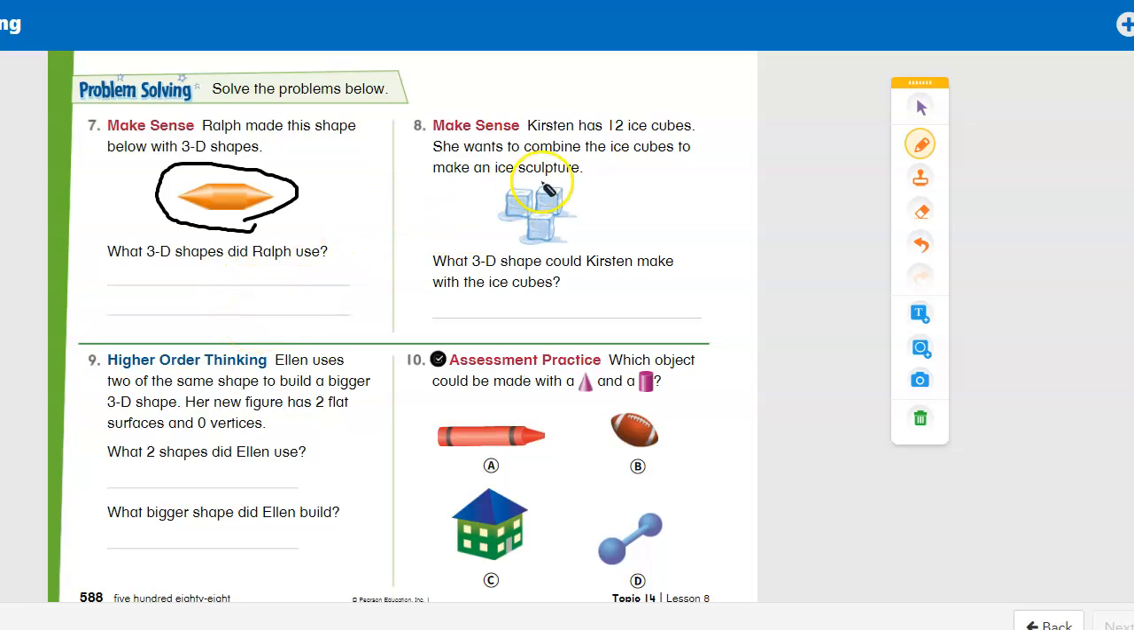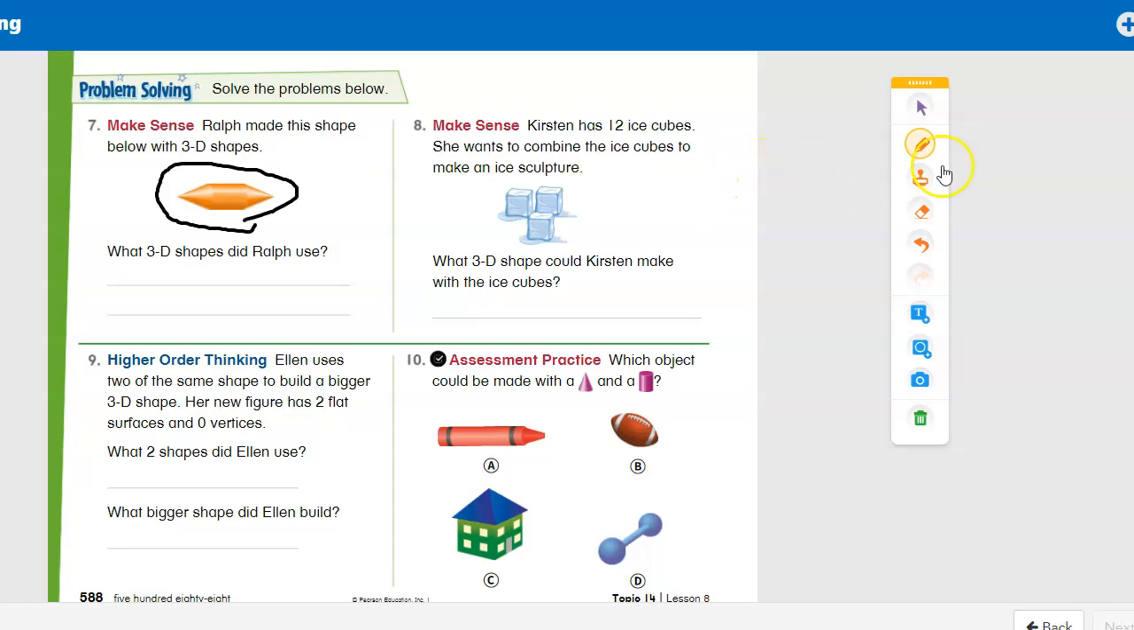Number 8 says Kirsten has 12 ice cubes. She wants to combine the ice cubes to make an ice sculpture. What 3D shape could Kirsten make with the ice cubes? So what shape could she make with these 3 ice cubes? If she were to stack all the ice cubes together or stack them horizontally next to each other, what shape could she make?